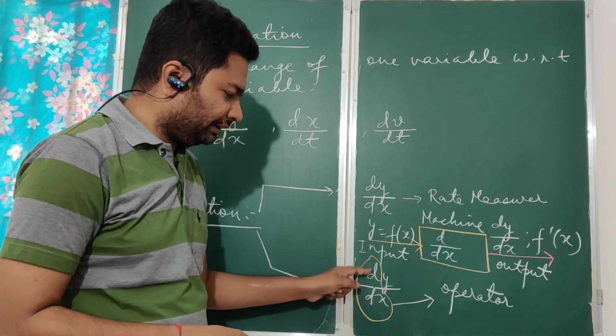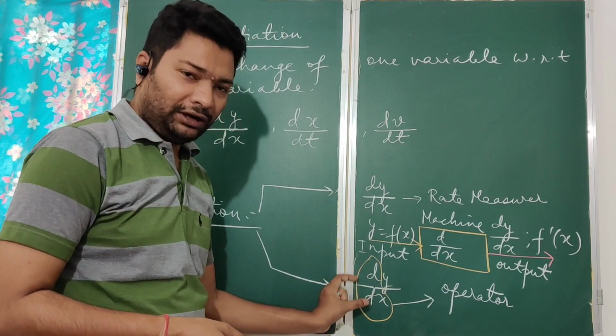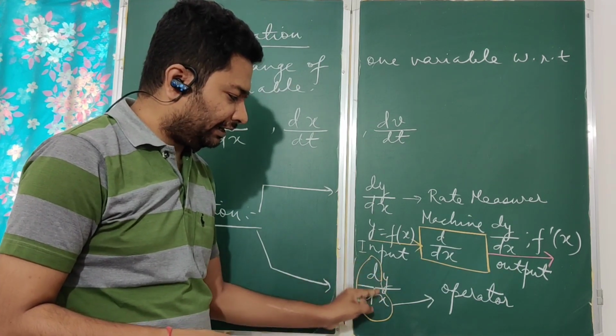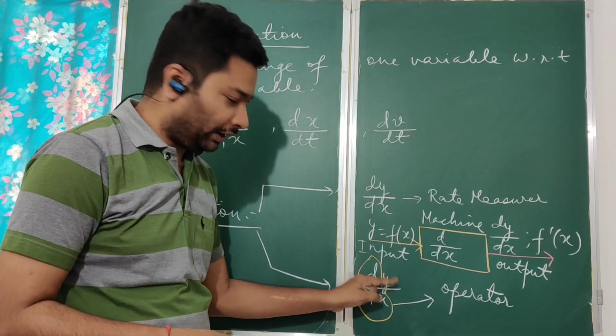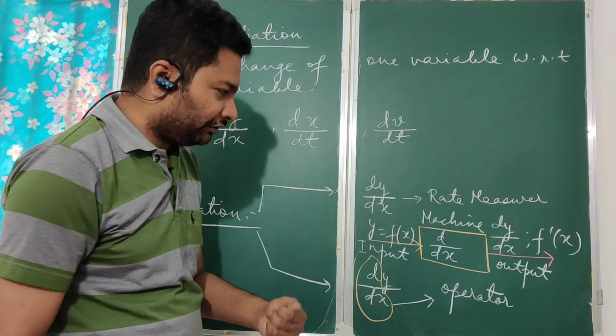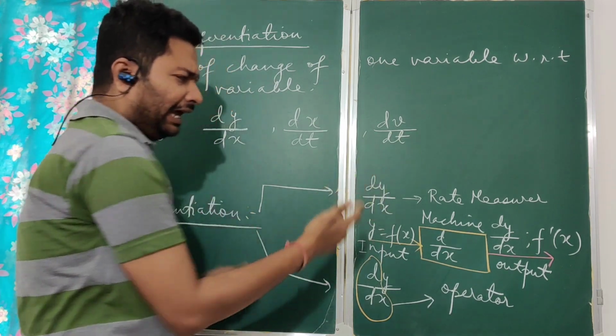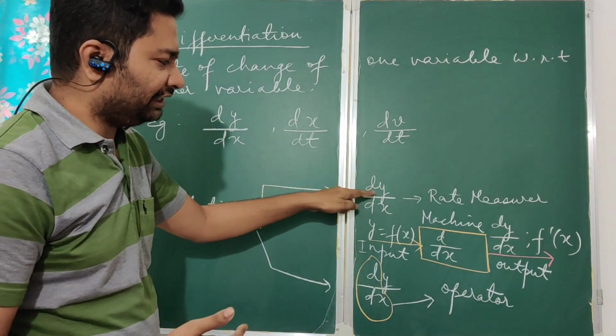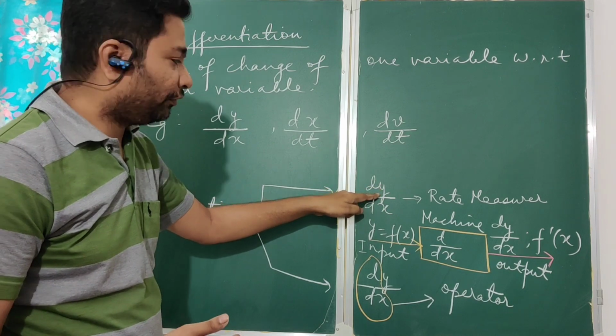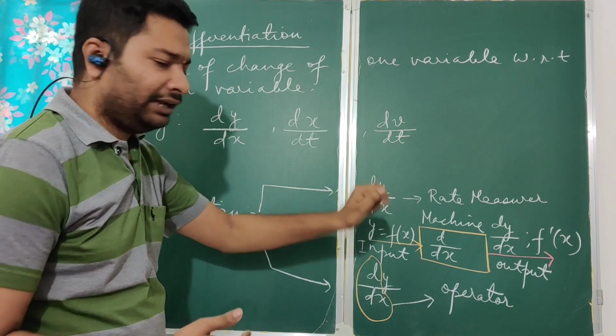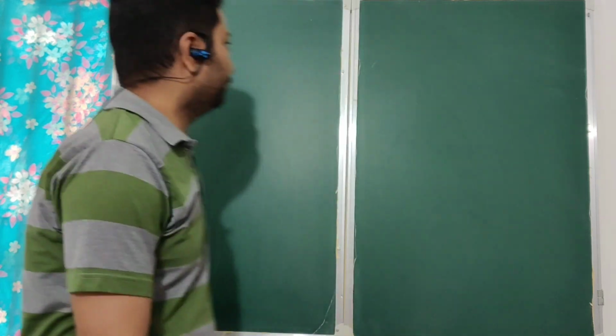So this is one way in which you can understand what this operator does. When you are considering d by dx as one operator, this operator is acting on y as the input, and it is producing some output. Another way is you can consider dy by dx as a rate measurer. Rate measurer means change in the value of y with respect to change in the value of x. Next, let's see what is the geometrical meaning of dy by dx.